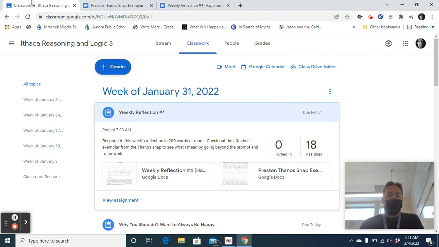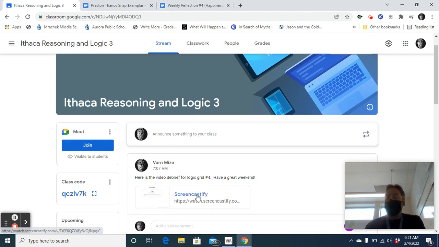Logic Grid 4, if you go into the stream of the classwork, here's the video so that you can check Logic Grid 4 to make sure you have the right answers. And if you can check the video to see whether your answers are correct or not, should you ever really get below a perfect score? Yeah, no. You really shouldn't.